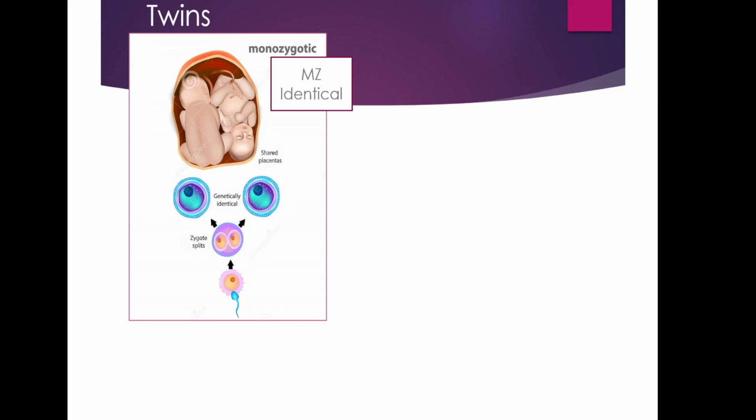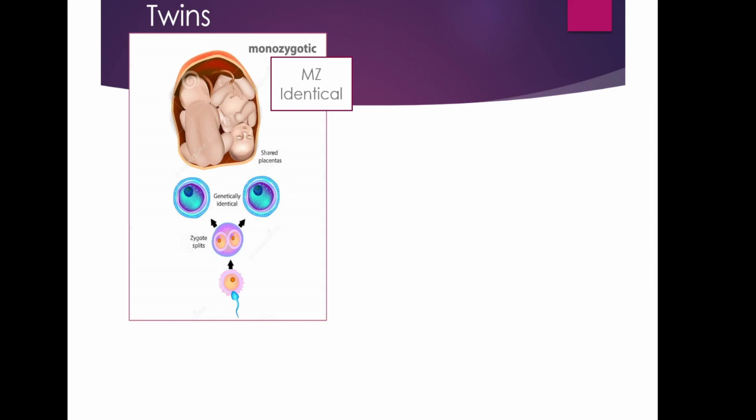All right, we're back, and in this segment, we're going to talk about twins. There are two different kinds of twins, two main kinds of twins. There are the monozygotic twins. We refer to them for shorthand as MZ for monozygotic, or a lot of times we call these identical twins.